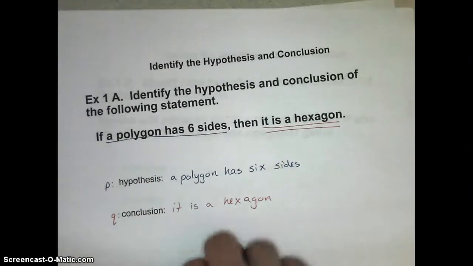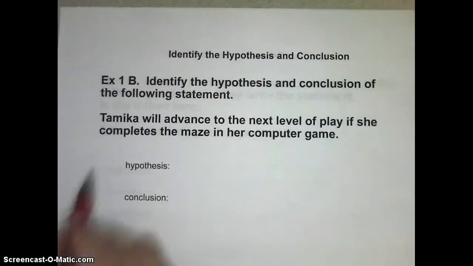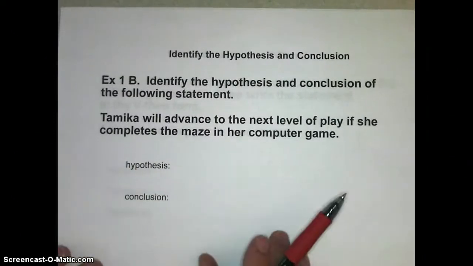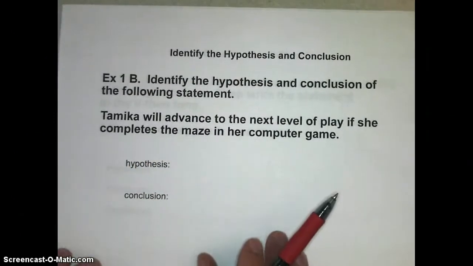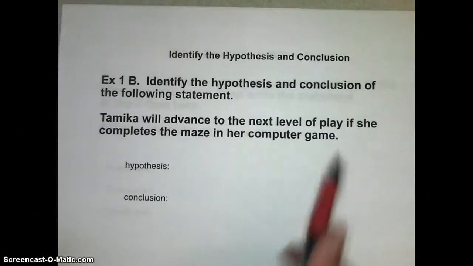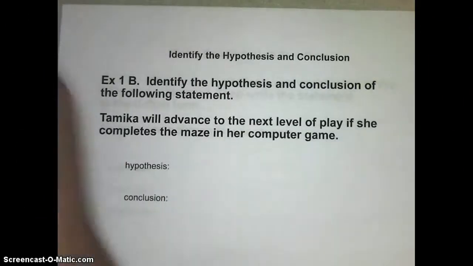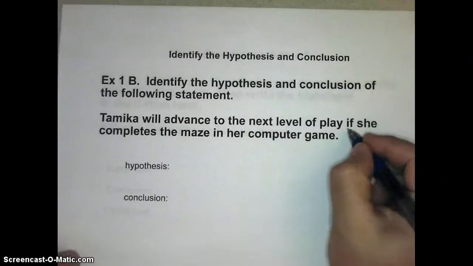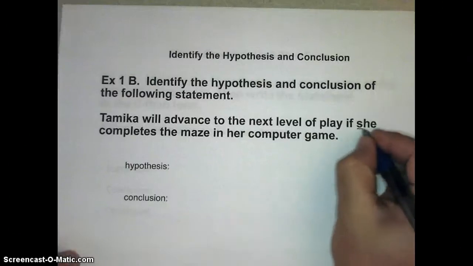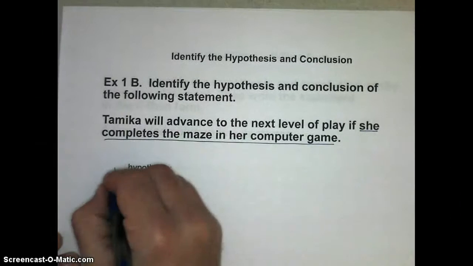Alright, now in the next part of this example, you'll notice they don't exactly word the sentence the same way. Let's read this sentence. Tamika will advance to the next level of play if she completes the maze in her computer game. That condition that has to be met, the thing she has to do first before getting to the next part of this sentence, is completing the maze in her computer game. It's still the part following the word if. It's just that the word if is now in the middle of your sentence. So the last part of the sentence, she completes the maze in her computer game, is actually the hypothesis.